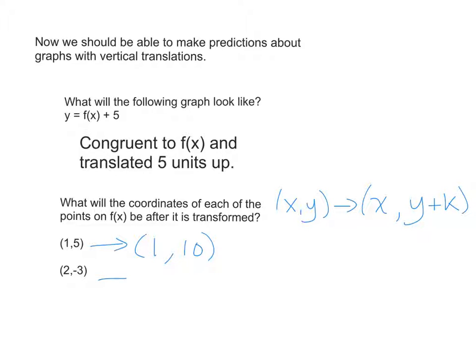And the other one, 2 stays the same, add 5, so it's 2. The other one moves to (2, 2).